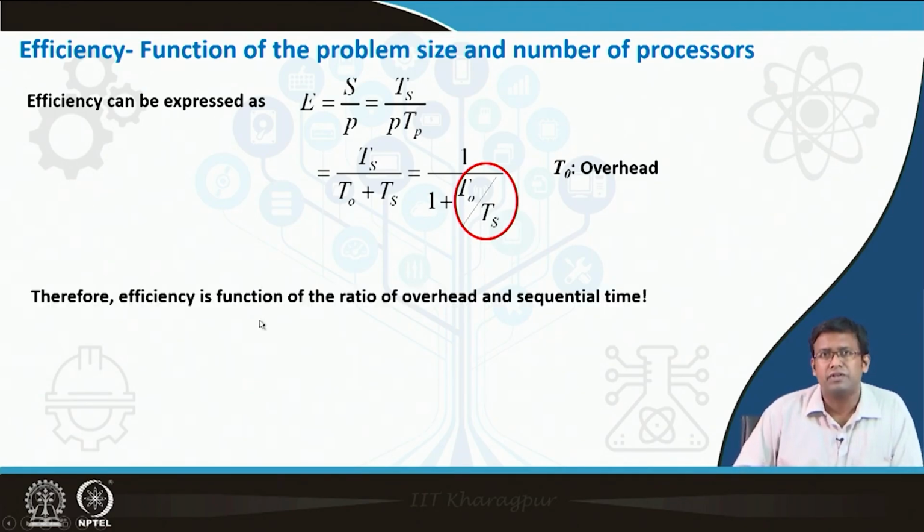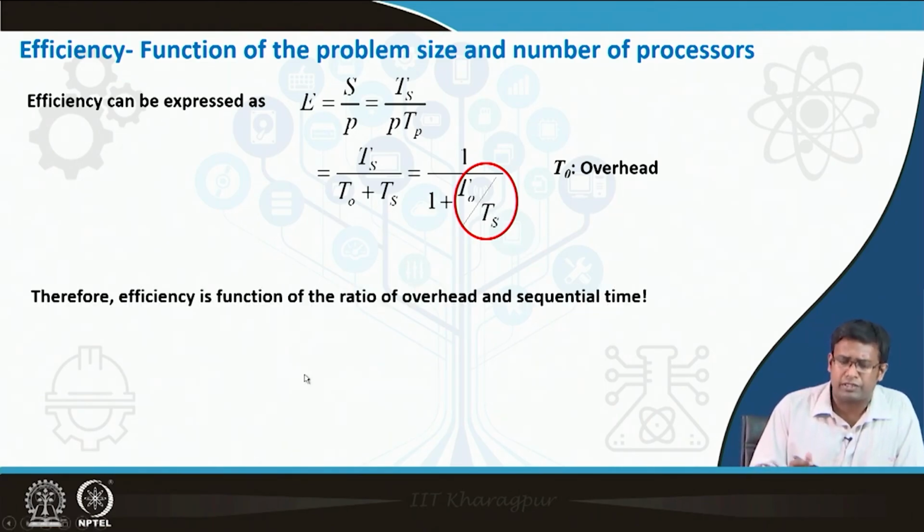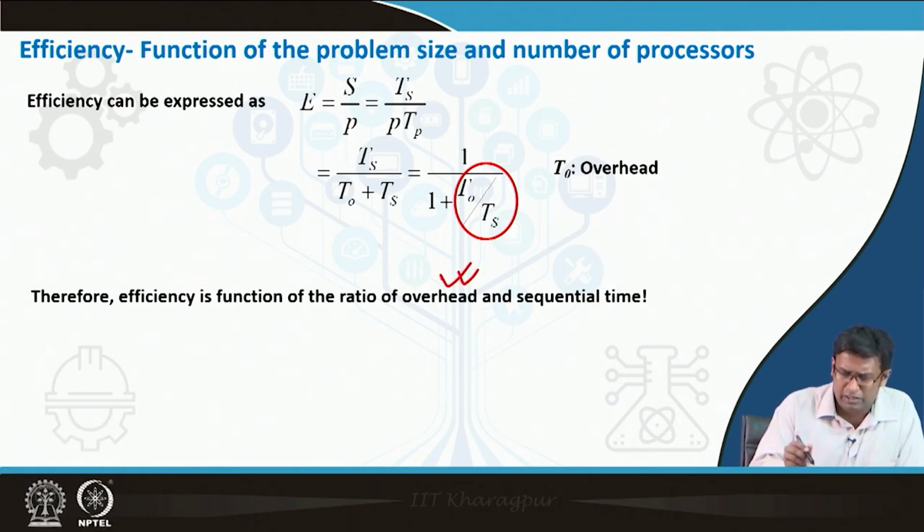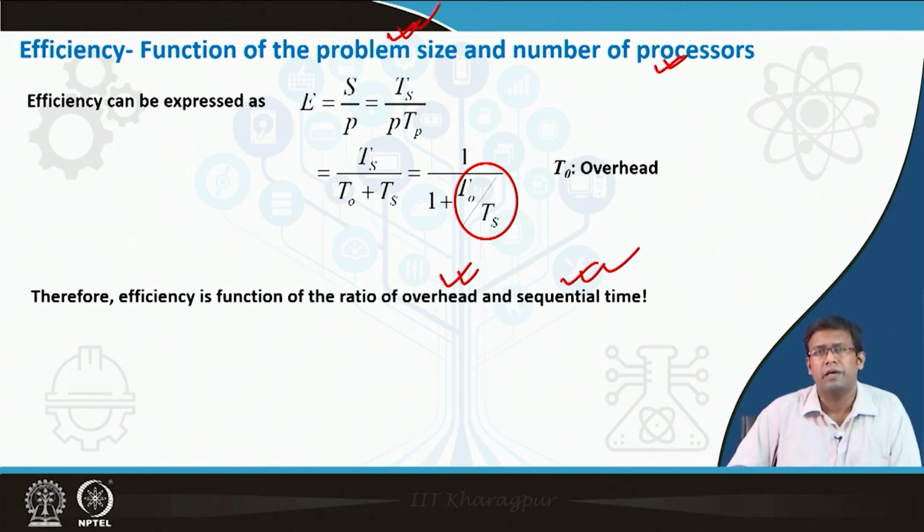We can say that efficiency is a function of the ratio of overhead and sequential computing time, and therefore it is a function of problem size and number of processors. We can understand from here that overhead is related to the number of processors. As we increase the number of processors, overhead will increase. Sequential time is related to the size of the problem. As the problem is larger, the time to compute the solution on a single processor is also more.